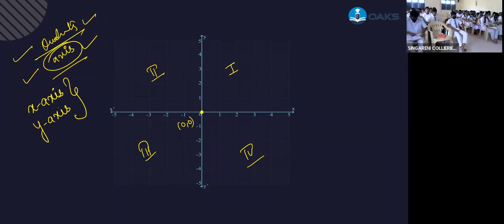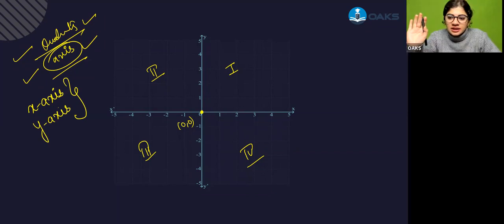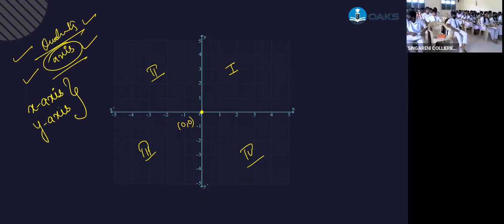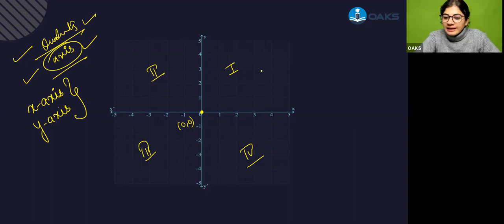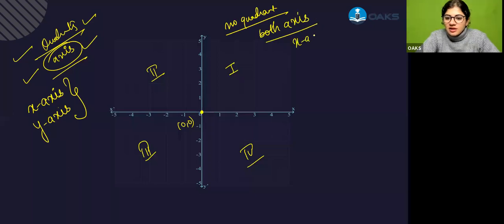Do you understand, school 2? Okay. So it is not lying in any quadrant. No quadrant contains 0,0. Both axes contain this point. It is on the x-axis also. It is on the y-axis also. So the origin lies on both the axes as it is the point of intersection. Now you all know the point origin.